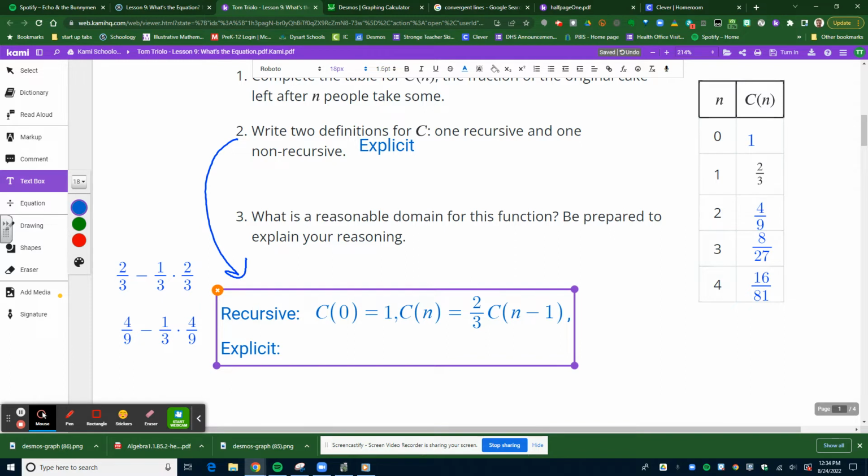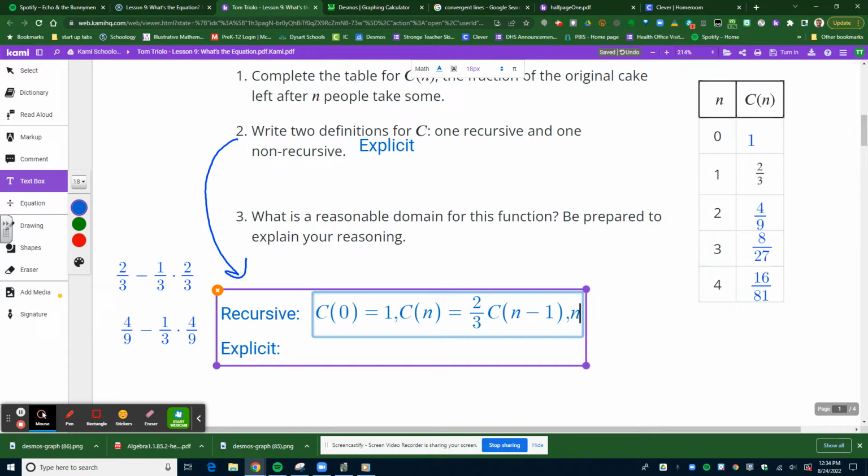I know it sounds weird. Okay, I might not even be correct. Nope, I'm not. I want to be in my equation editor. There we go. Comma, n greater than or equal to 0.